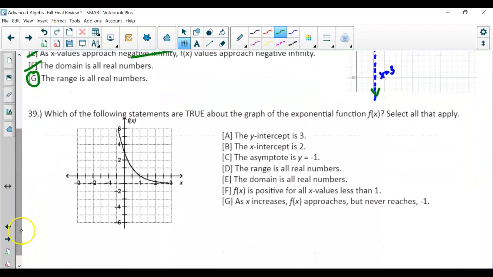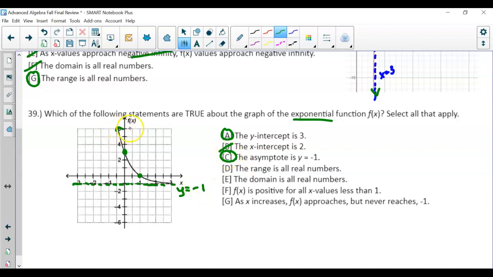So now 39, we're looking at an exponential. Here, the y-intercept is crossing at 3. The x-intercept, well, the x-intercept is crossing here at 1, not 2. The asymptote is here at y is equal to -1. So C is our answer.